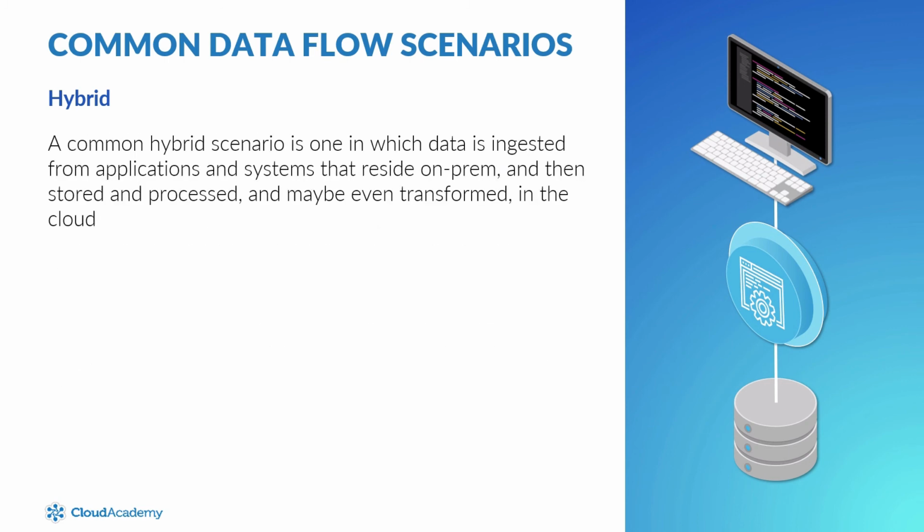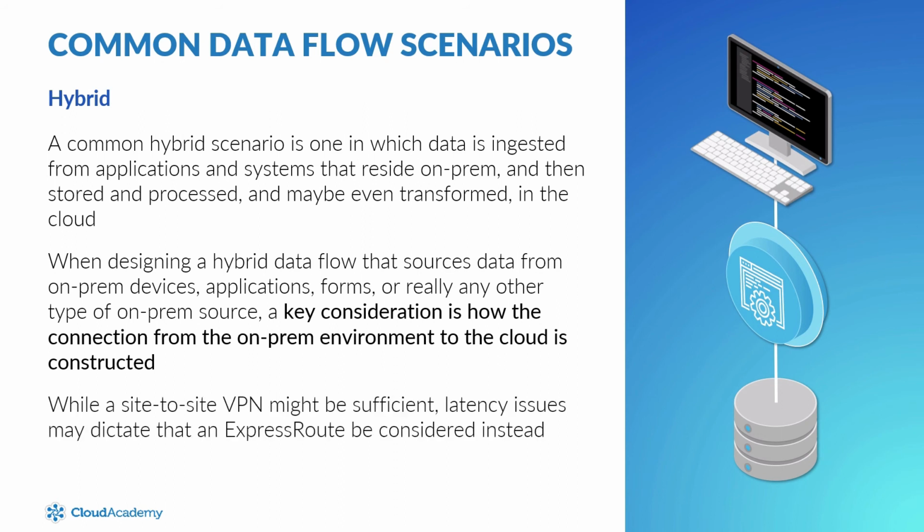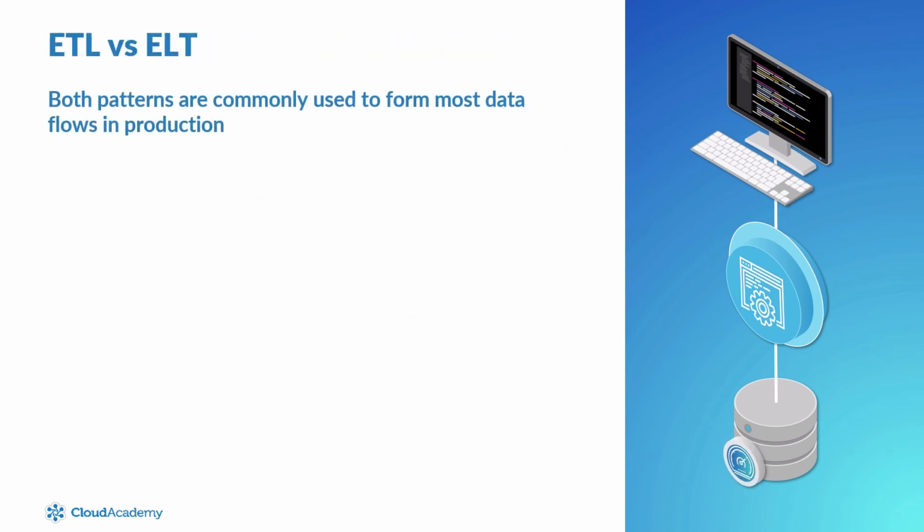A common hybrid scenario is one in which data is ingested from applications and systems that reside on-prem, and then stored and processed and maybe even transformed in the cloud. When designing a hybrid data flow that sources data from on-prem devices, applications, forms, or really any other type of on-prem source, a key consideration is how the connection from the on-prem environment to the cloud is constructed. While a site-to-site VPN might be sufficient, latency issues may dictate that an ExpressRoute be considered instead. Whether you use ETL or ELT, both patterns are commonly used to form most data flows in production.